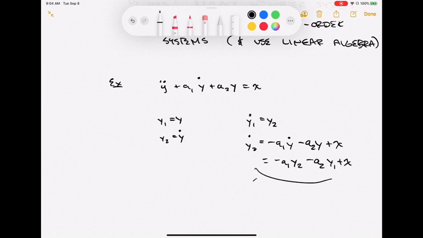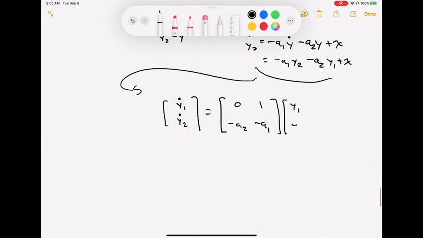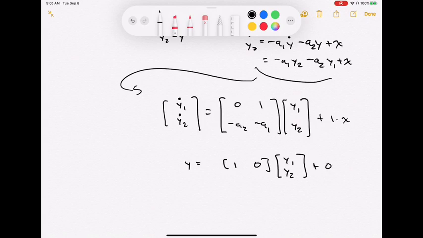And if I take this whole thing and express it in a linear algebra style, I can get something like this. I can get y1 dot and y2 dot being equal to a matrix with rows 0, 1 and minus a2, minus a1, times y1, y2, plus 0, 1 times x. And then I'm also going to have y being equal to 1, 0 times y1, y2, plus 0 times x. I know I'm putting some zeros in here. I'm just putting it in what is a standard representation for a state space representation.